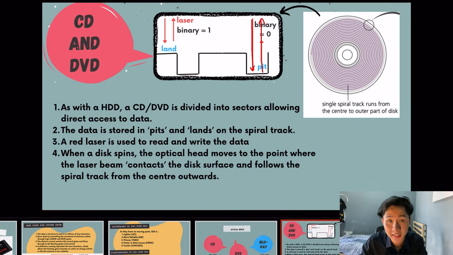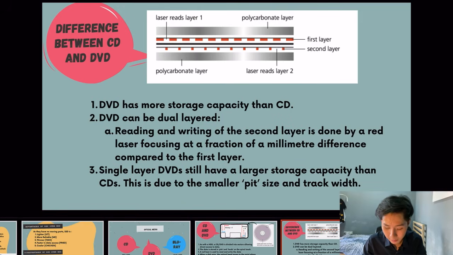On the other hand, if the emitter reaches a land, the time for the light to be reflected will be shorter, and this tells the computer that this is a 1 instead. And when the disc is spun, the optical head moves to the point where the laser beam contacts the disc surface, it emits the bright light, and follows the spiral track from the center onwards. That's how a CD is read.